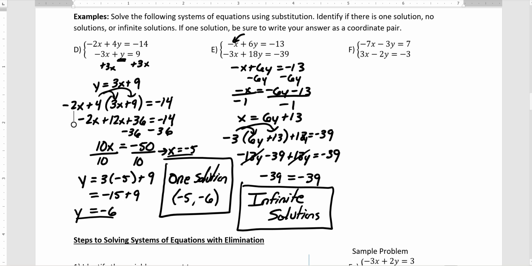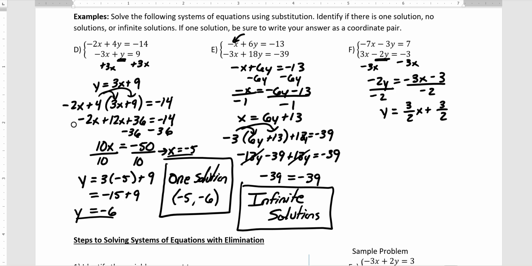All right, let's see how we did here. I'm going to use this negative 2y, and try to isolate it. So that means I'm going to subtract 3x from both sides. So I'll have negative 2y equals negative 3x minus 3. Divide everything by negative 2 to get y equals 3 halves x plus 3 halves. Okay, now with that, this is going to be ugly. That's okay. I'm going to plug that into that top equation. So negative 7x minus 3 times y, which we just found to be 3 halves x plus 3 halves equals 7.